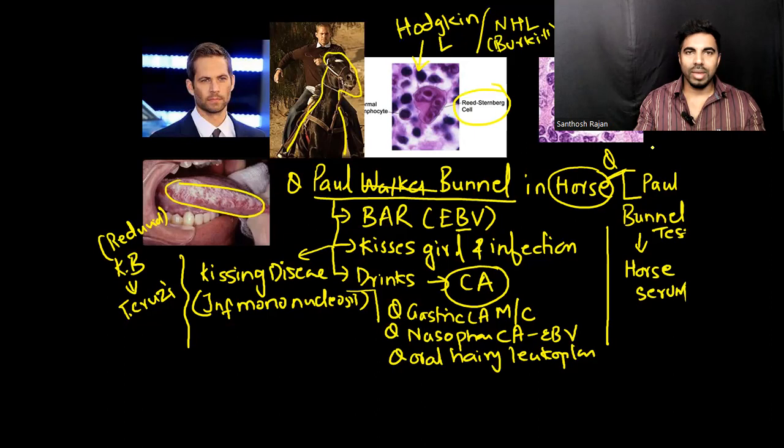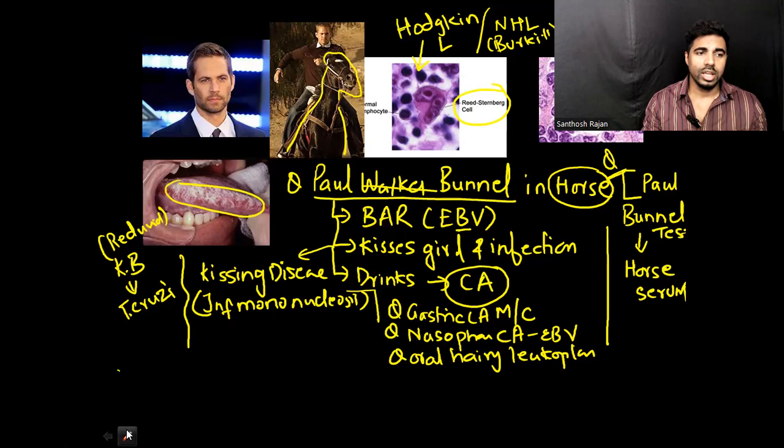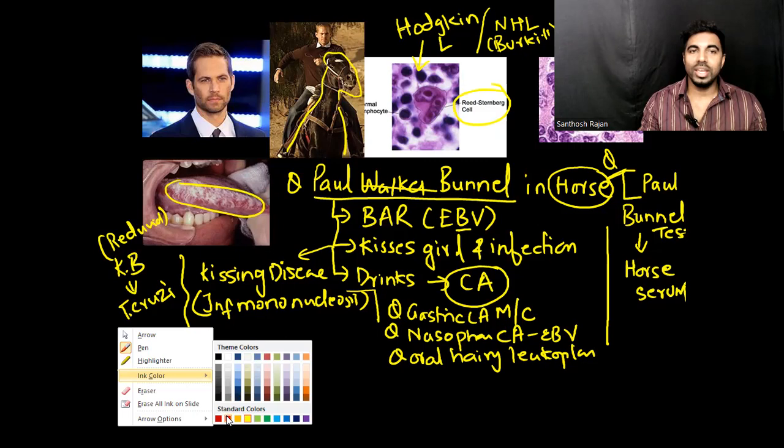I'm sorry, this picture might be difficult to show. These are owl eye bodies. I added this picture because you have to answer me also. This question can be asked here. Where do you see these owl eye bodies? Can anyone answer me? We don't see them in infectious mononucleosis from EBV. If the question comes that the patient has infectious mononucleosis, and they give the picture of the owl eye inclusion body, what would be your answer? Your answer would be CMV.